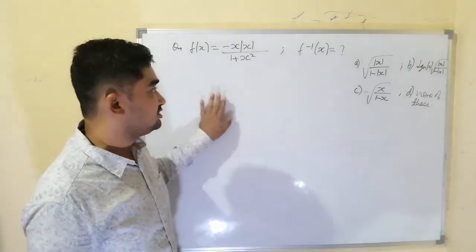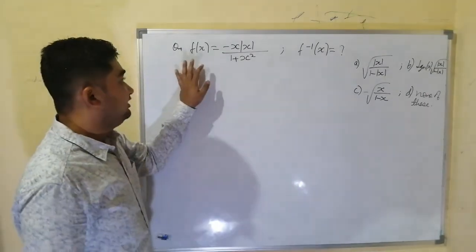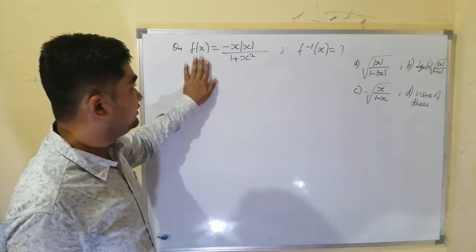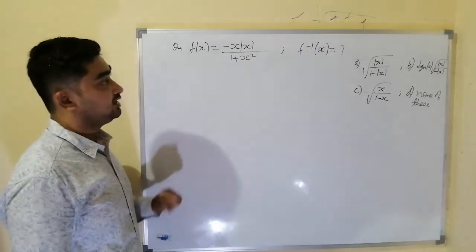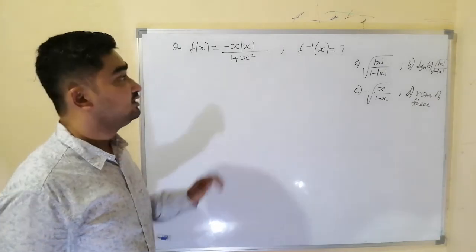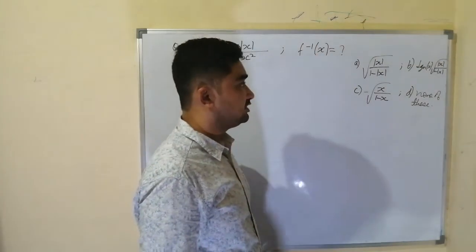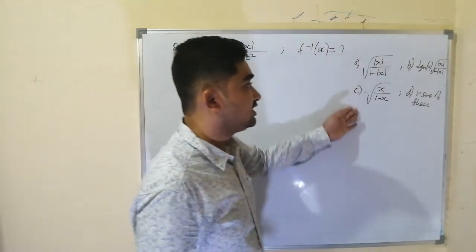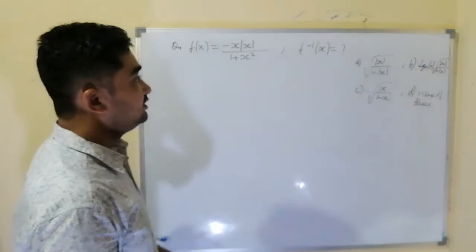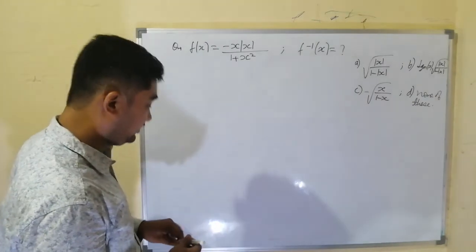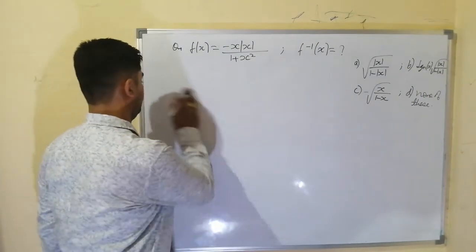Now the next problem is also a very good problem. In this we are given a function f(x) which is minus x into mod of x divided by 1 plus x square, and we have to find what is f inverse x, where the options are these four. We have to find what is f inverse. So how to do it? If you want to do it in an easier way, then what to do?